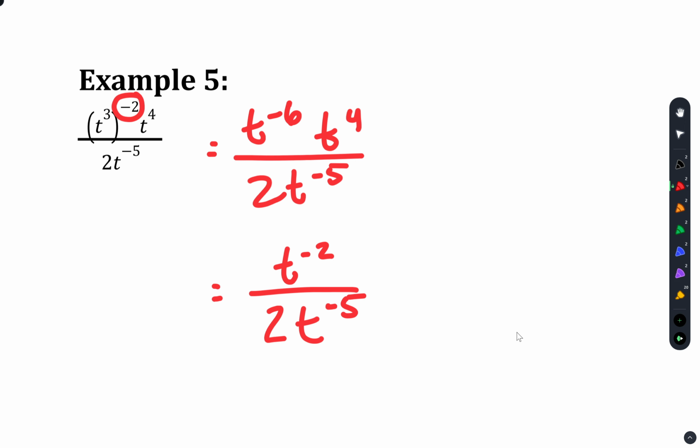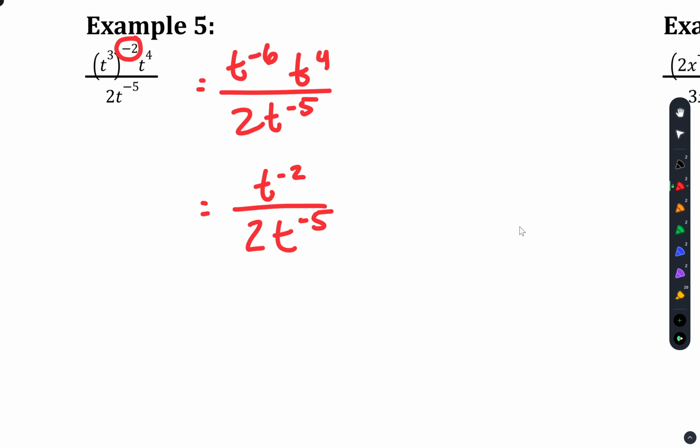Am I done yet? What's next? We got 2 more to do. What's next? Jaden. Okay, we could switch them, or can we just subtract them? Let's do this off to the side. T to the negative 2nd minus negative 5 is t to the positive 3rd.